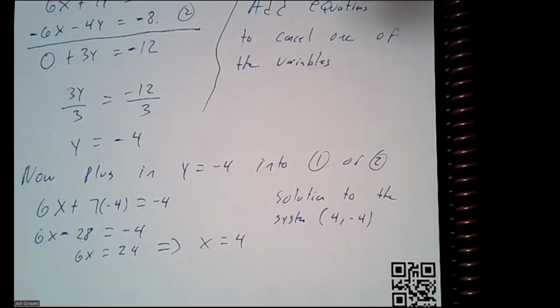So we use elimination to get rid of one variable. Just like on the substitution, we plug in a variable in order to get it down to one variable. And then we solve for the remaining variable. Okay. So that's the goal. Get it down to one, solve for it, then plug that into either equation. Once you have that, you're good.